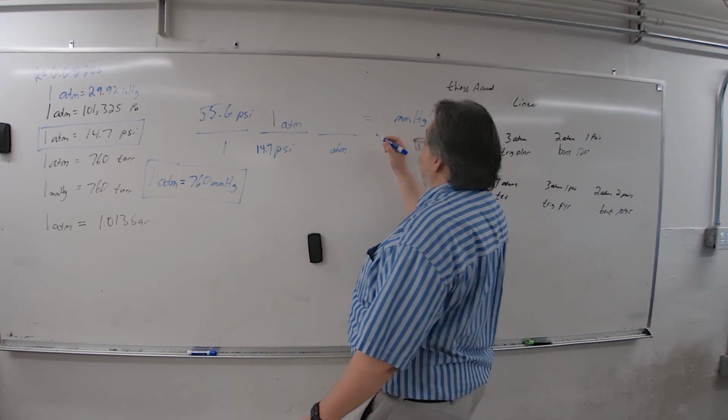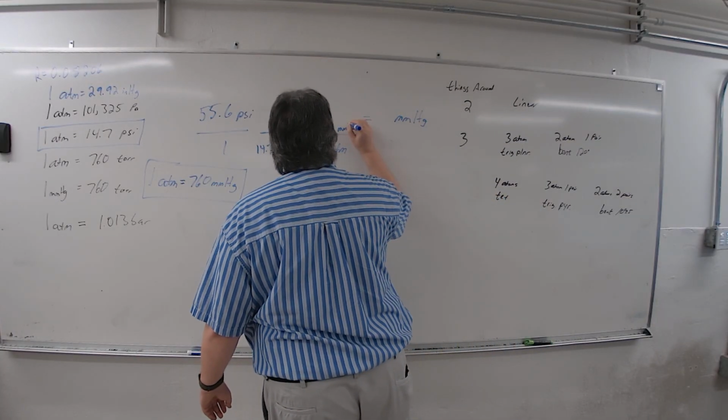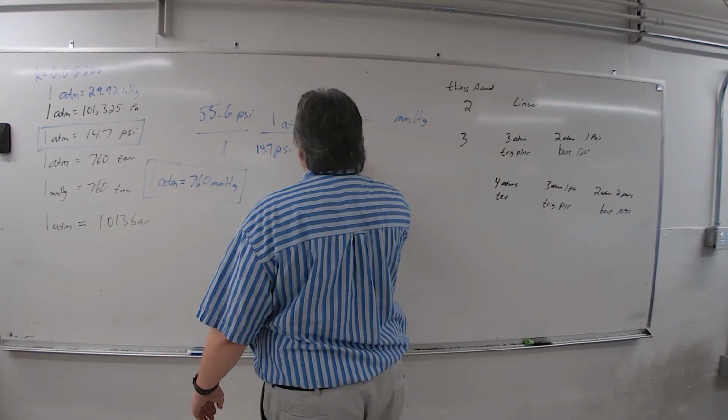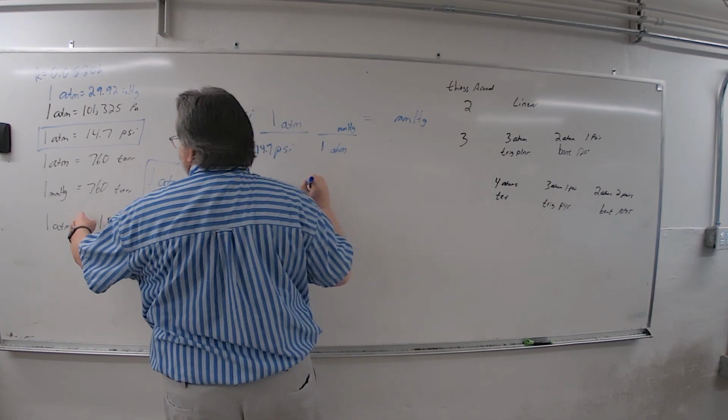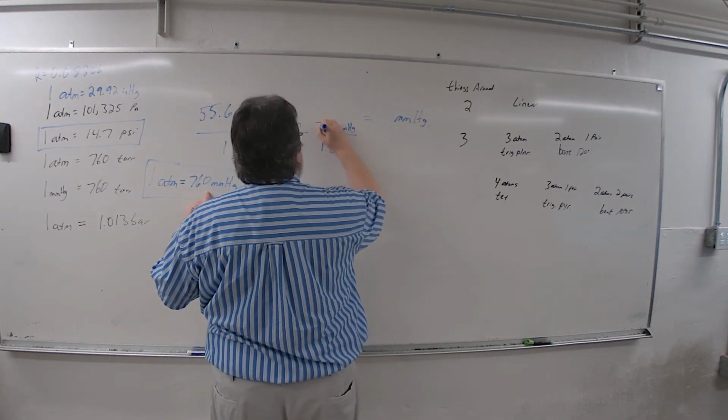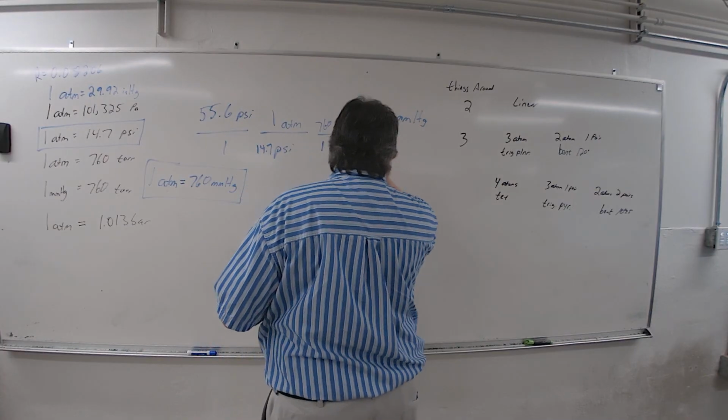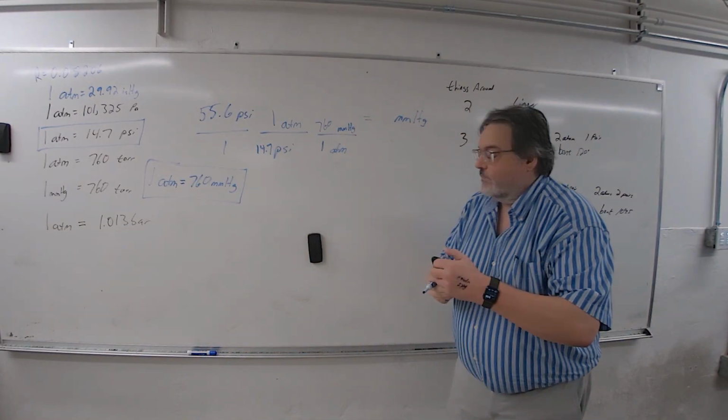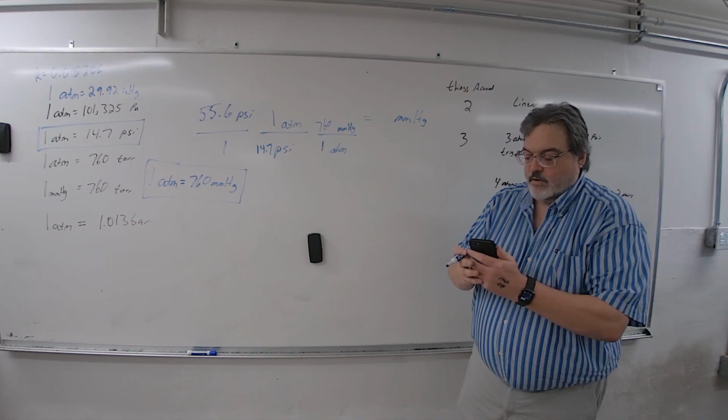And now atmospheres to millimeters of mercury. 1 atmosphere is 760. But the answer's wrong in there, though. Maybe I'll delete that one.